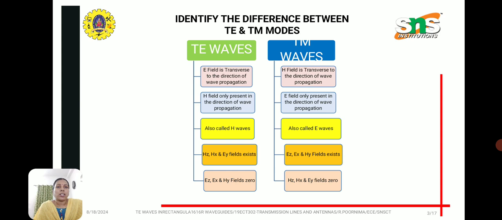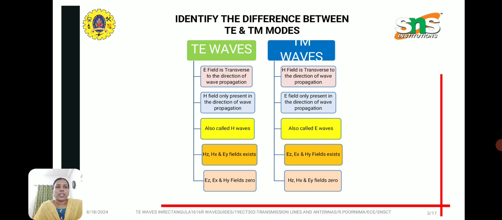So we can compare the two modes, TE waves and TM waves. The electric field is transverse to the direction of wave propagation in case of TE, and the H field is only present in the direction of wave propagation, that is, the magnetic field only. These TE waves are also called H waves or magnetic field waves, and Hz, Hy and Ey fields exist and other fields are 0.